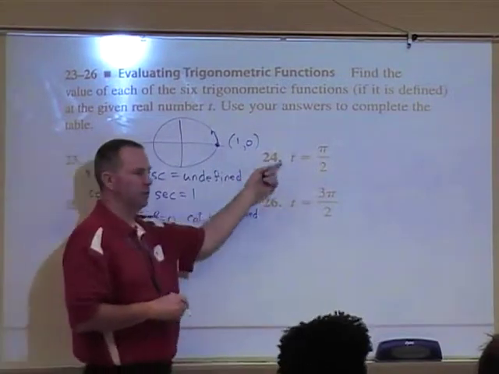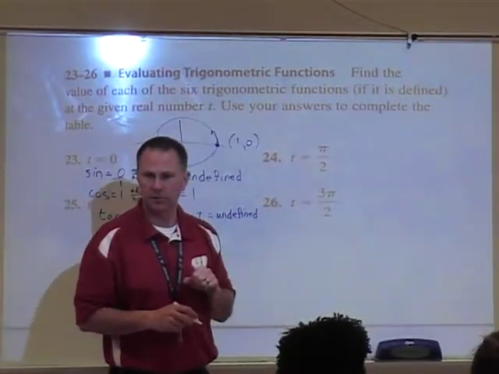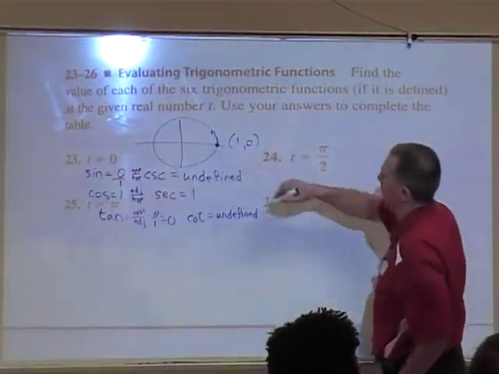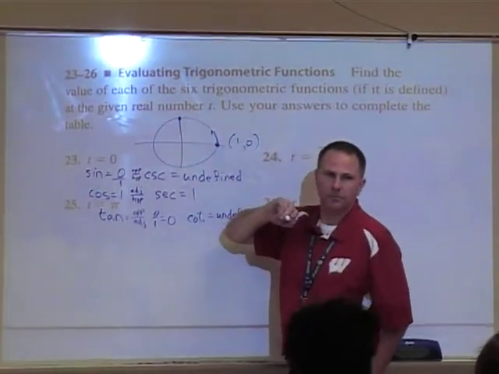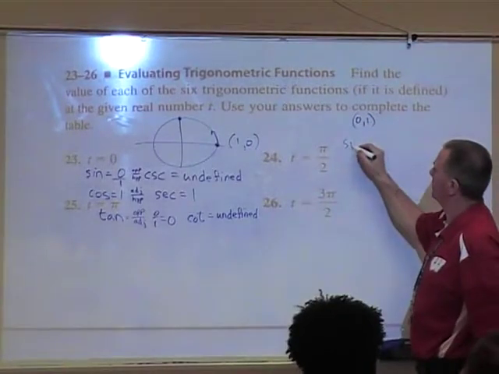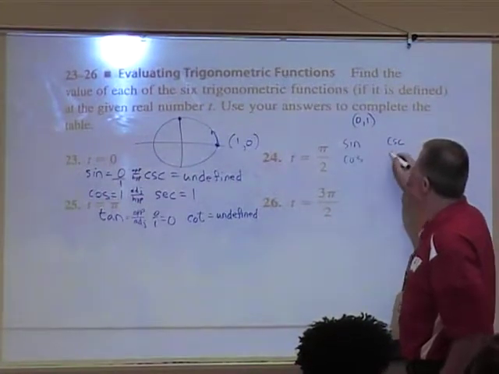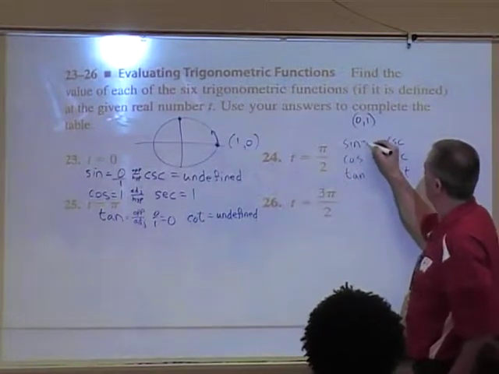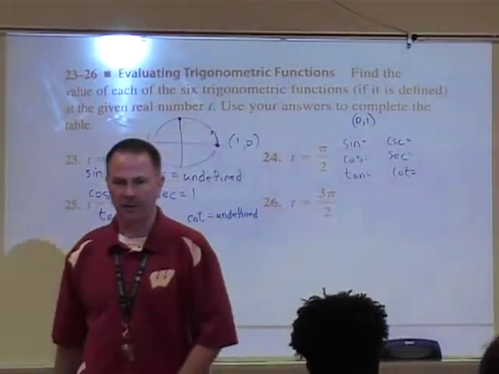Okay, so now let's do number 24. That was your first homework assignment problem. 24, where's pi over 2? 90 degrees. Okay, so we're up here. I'll just use this picture here. So what is that coordinate? 0, 1. Okay, again, everybody do this on your own. Sine, cosecant, cosine, secant, tangent, and cotangent. Everybody figure out what those are, and we'll see if you get it right.